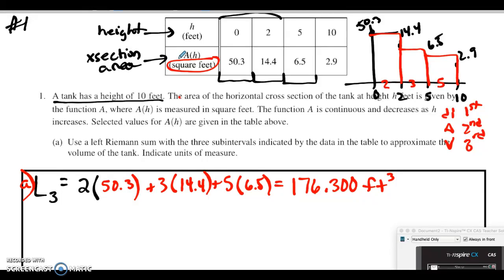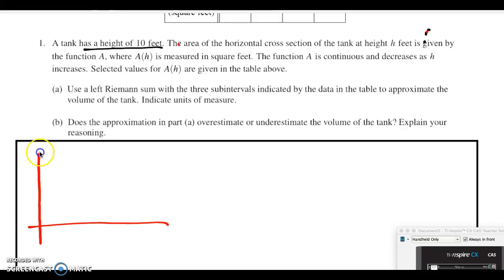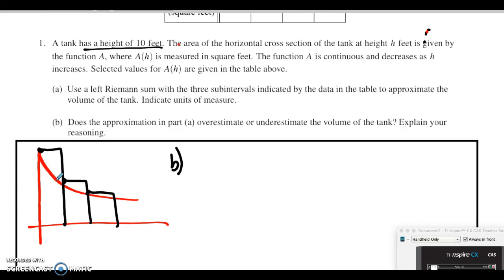Now let's take a look at part B. The question asks, does my statement under or overestimate my left Riemann sum? The way I would visualize that is by having my sketch, which I had before, and left Riemann sums start on the left side of the curve, so I'm just going to draw them. And you can see they overestimate. So the answer for B is it overestimates.